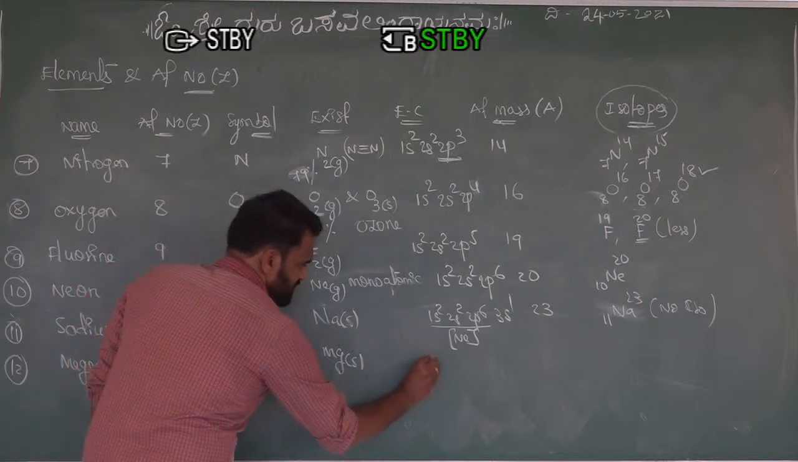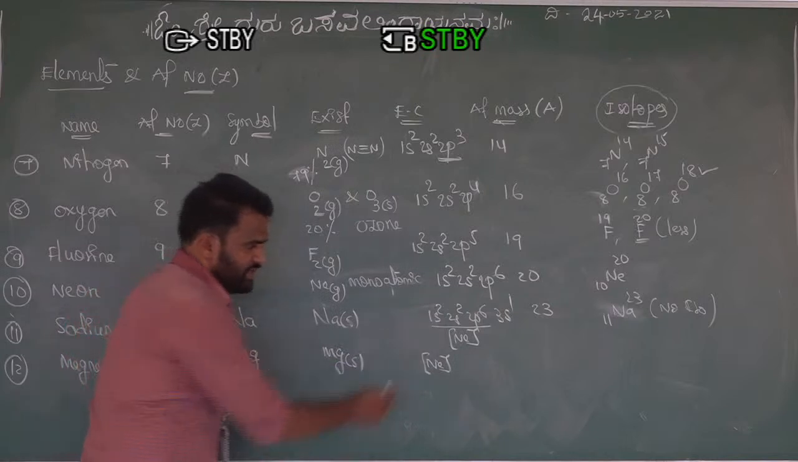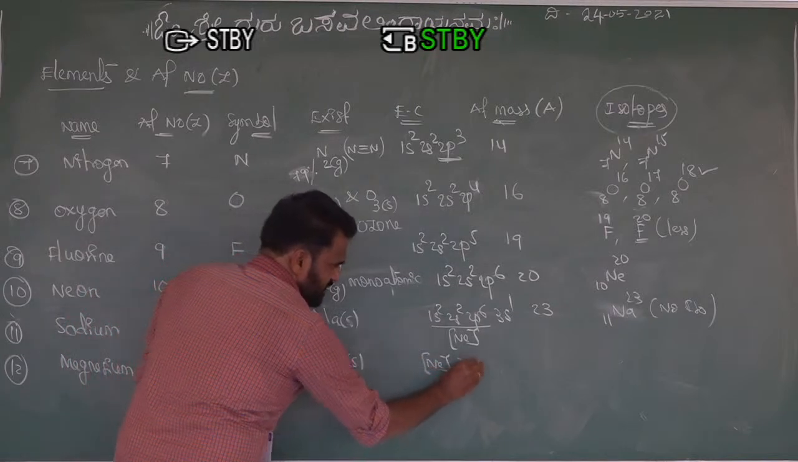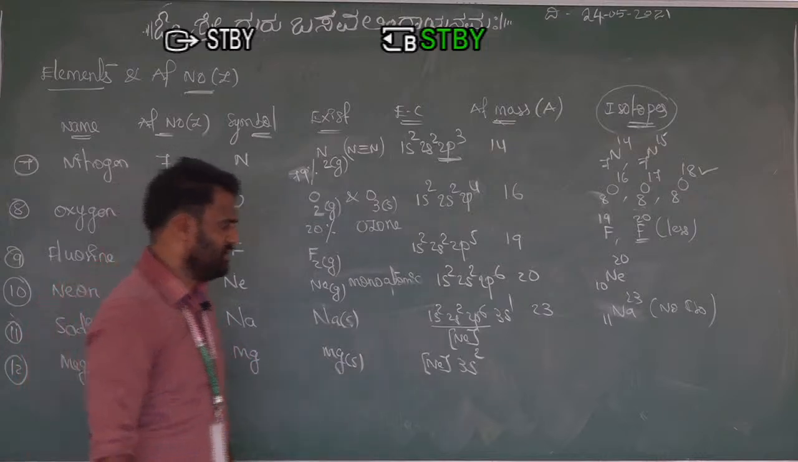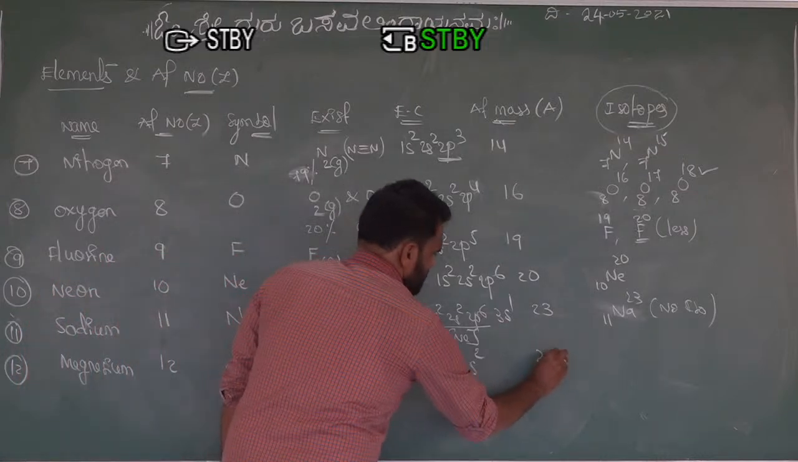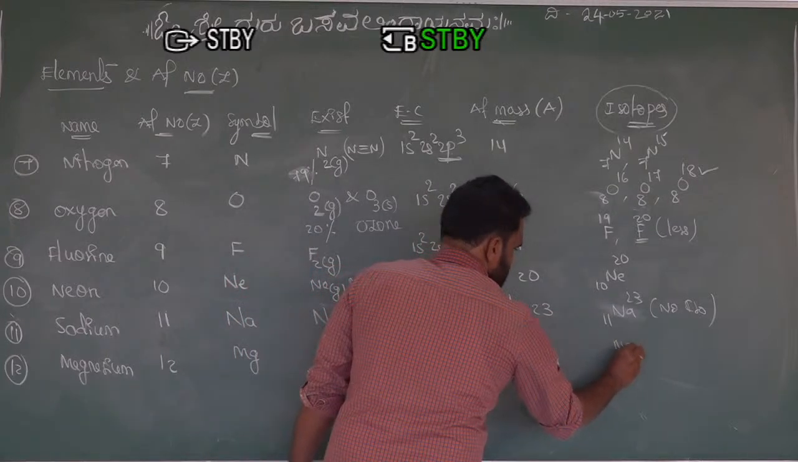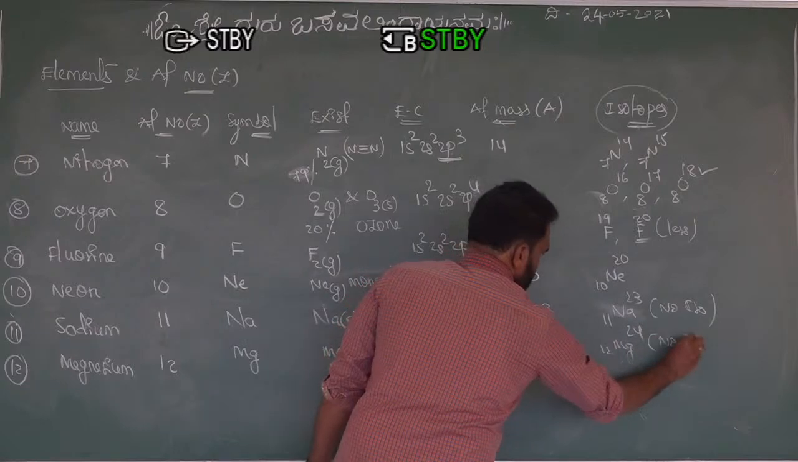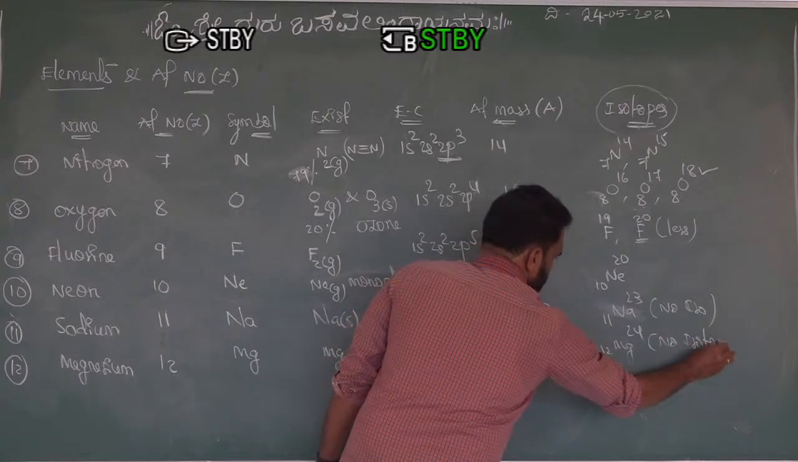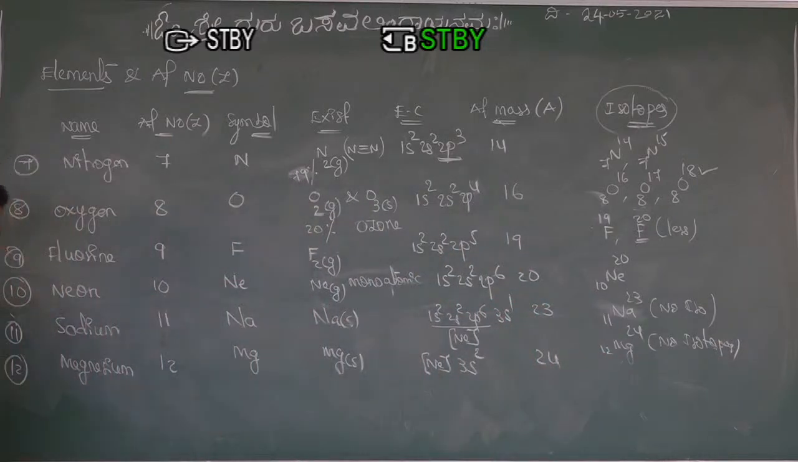If you write the electronic configuration, as I said earlier, 10 electrons is neon, so you can take that. Then 3s2 is the magnesium electronic configuration. The atomic mass will be 24. Magnesium does not exhibit any isotopes.